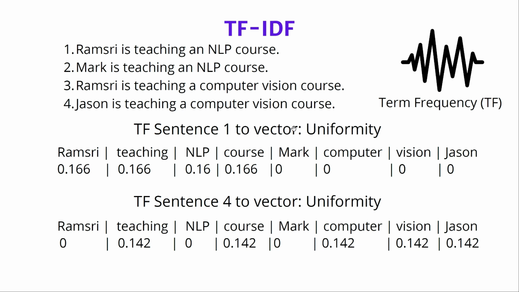For example, let's take the 4th sentence. Now these words Ramsri and NLP are not present, so they are 0. And the 4th sentence has 7 words. So each word is 1 by 7, so 0.142, that's the frequency of it. And if you take this list of numbers that you have here, that represents the vector for sentence 4. And the interesting thing is that this value is called term frequency.